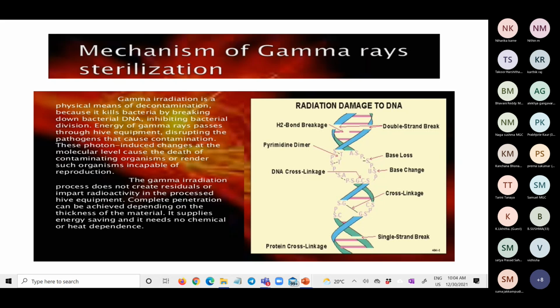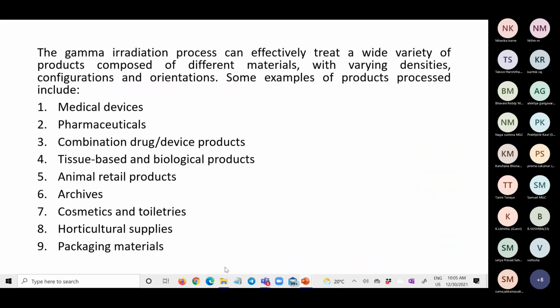And everything is happening because the photons are produced here due to the decay of cobalt-60. So these high energy photons will induce changes at the molecular level, and molecular level means DNA level, and they cause the death of the cell. Okay. Now this again says that it has high penetrating power, and it can go through very dense particles also.